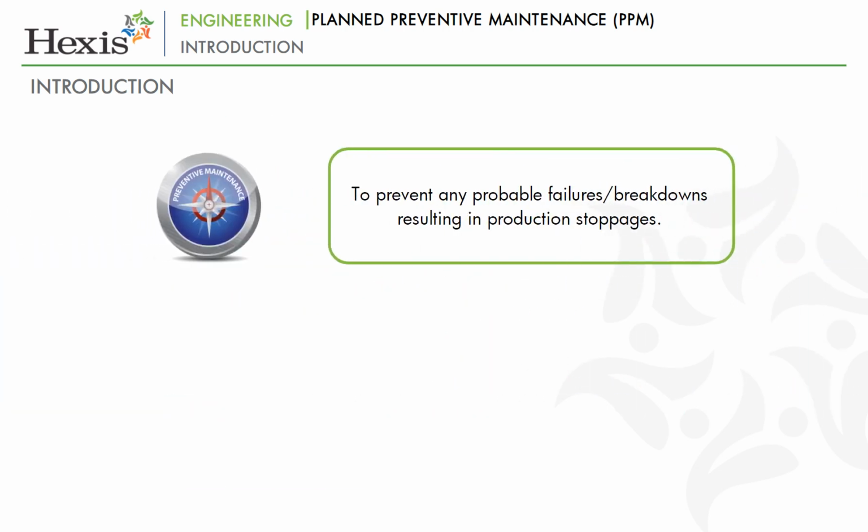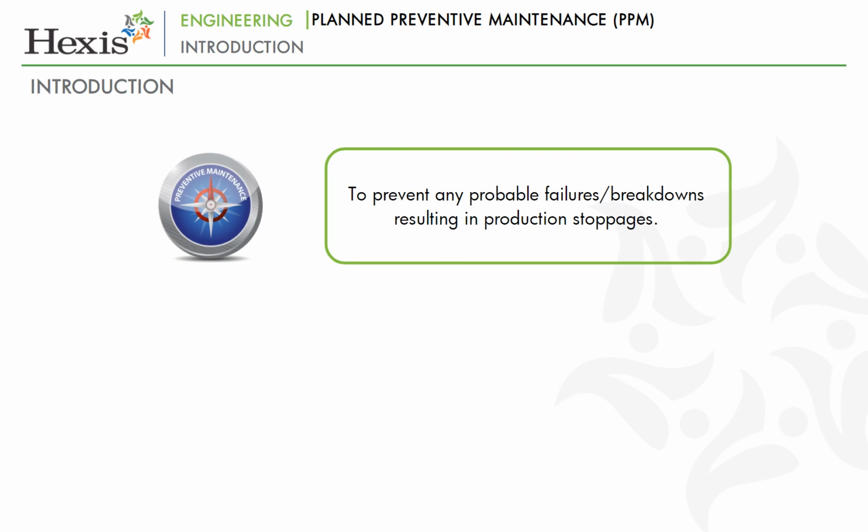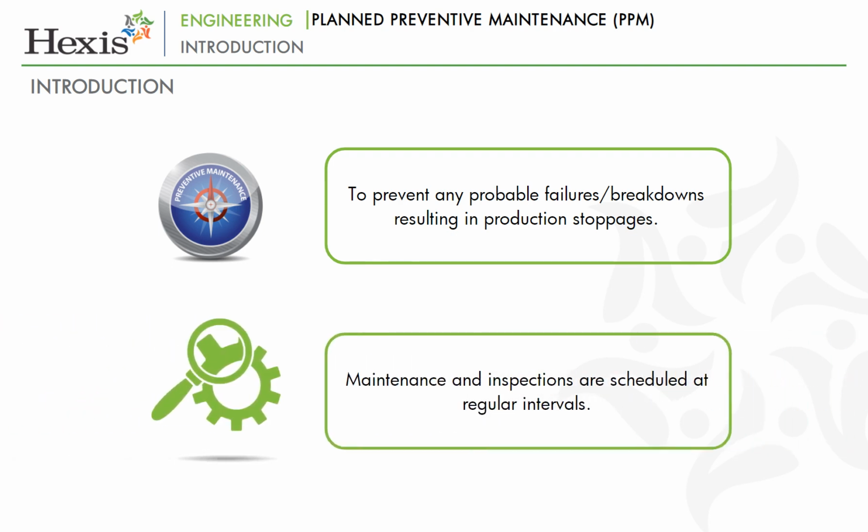It attempts to prevent any probable failures or breakdowns resulting in production stoppages, following the slogan "Prevention is better than cure." Therefore, in this type of maintenance, instead of waiting for the machines to malfunction or stop working completely, maintenance and inspections are scheduled at regular intervals.